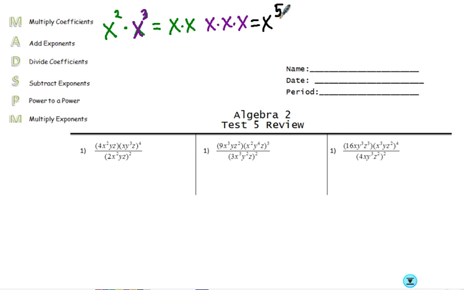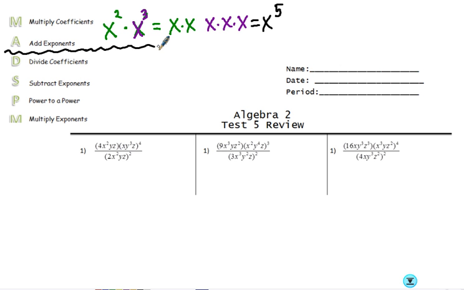What I look at is, okay, it was a 2 and a 3, and the answer ended up being 5. So the shortcut is that if I'm multiplying, then I'm going to add the exponents. That's what the M and A stand for: if you're multiplying, you add the exponents.